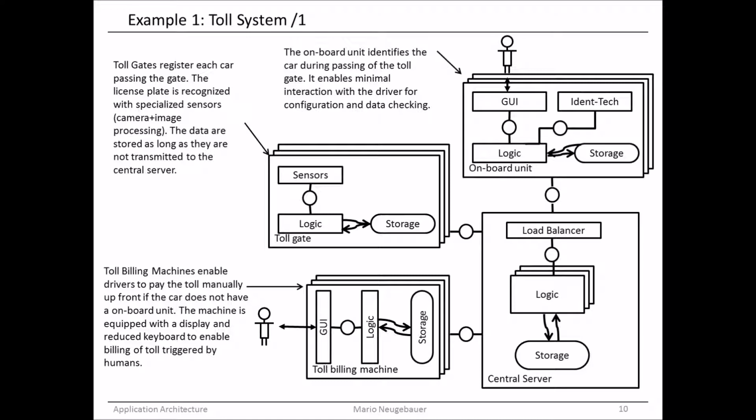Also, the user of the onboard unit might be able to access some logic on the onboard unit, for example, to check some data about the balance regarding the EasyPass, or to upload a certain amount of money to your ID, to your onboard unit, to be able to pass the toll gate.